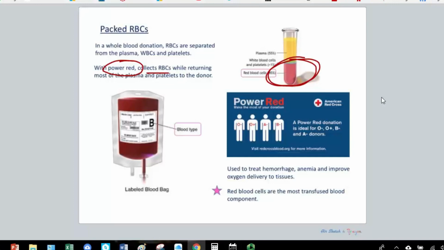So what do we do with packed red blood cells? Well, they're used to treat hemorrhage, anemia, and basically improve oxygen delivery to the tissues. We talked about anemia yesterday, a low red blood cell count or a low hemoglobin count, and the consequence of that is you have low oxygen carrying capacity. So packed red blood cells are certainly used to treat anemia.